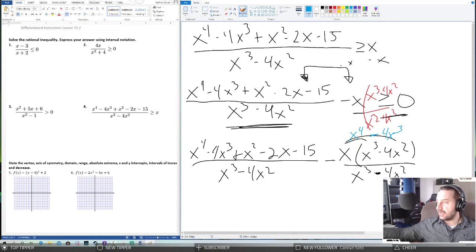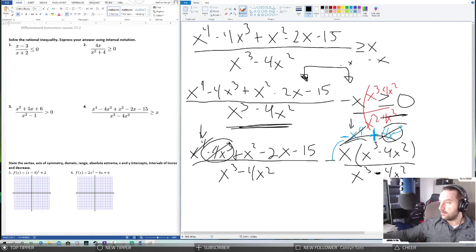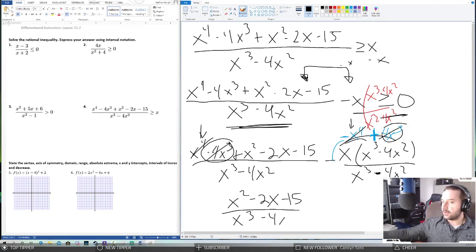Now, if I wanted to distribute the negative, let's just distribute the negative. So then that becomes negative and then that becomes positive, because now I can combine these together into one thing. I have an x to the 4th here and a minus x to the 4th, so those cancel out. And then I have a negative 4x to the 3rd and a positive 4x to the 3rd. Those are going to cancel out. Then the rest is going to be x squared minus 2x minus 15 over x to the 3rd minus 4x squared, and that's going to be greater than or equal to 0.